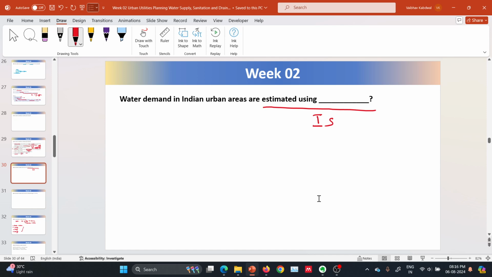So this is the theory which we understood in this lecture. So now I think we can close this session.